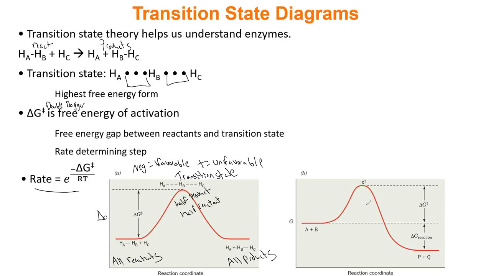Now on B, we're looking at a similar graph. The only difference here is we're actually showing delta G reaction now. The energy difference between the reactants and the products is called delta G reaction. Don't get those two mixed up. Delta G and delta G double dagger are two different things. This is between reactants and products, and this is between reactants and transition state, which I'm just going to write TS. This is the rate determining step.